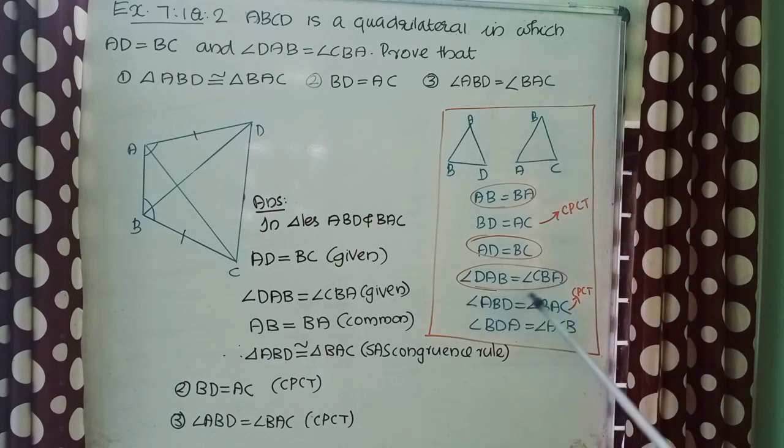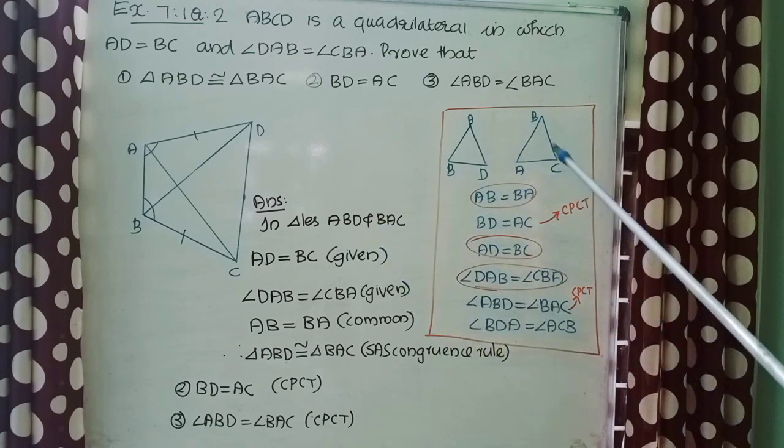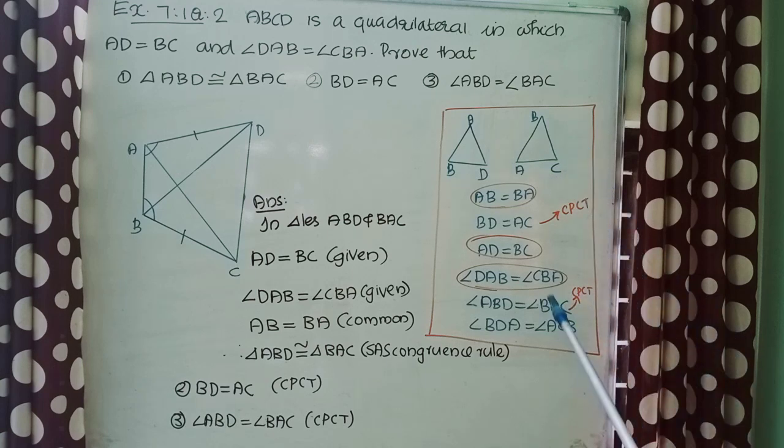You can see here angle ABD equal to angle BAC. So that answer also we can write: angle ABD equal to angle BAC. The reason is corresponding parts of congruent triangles. Remember, this part is not part of the answer. This is only a guideline for finding the answer.